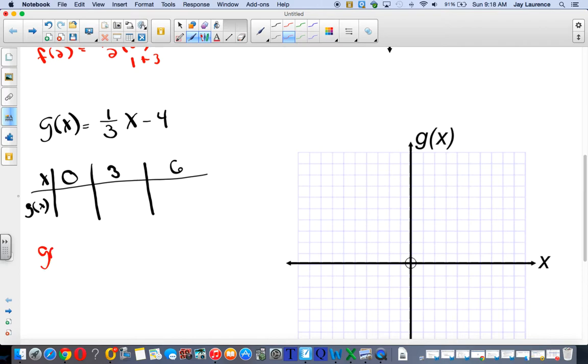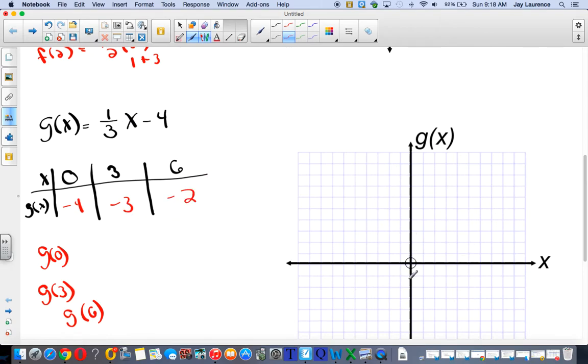So now I've got to do g of 0. And that's going to be -4. I'll leave the work to you. g of 3 is going to be -3. And g of 6, I'm guessing it's going to be -2. And I'm right. Okay. So I need 3 points.